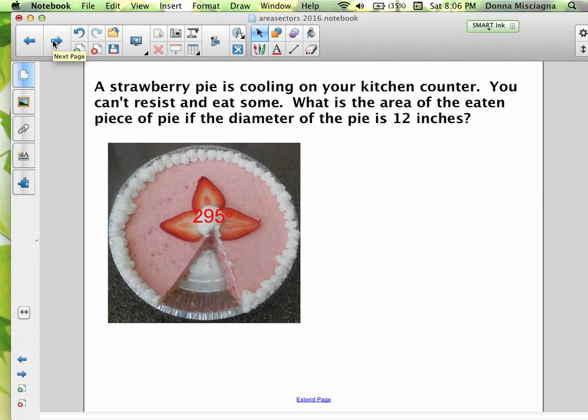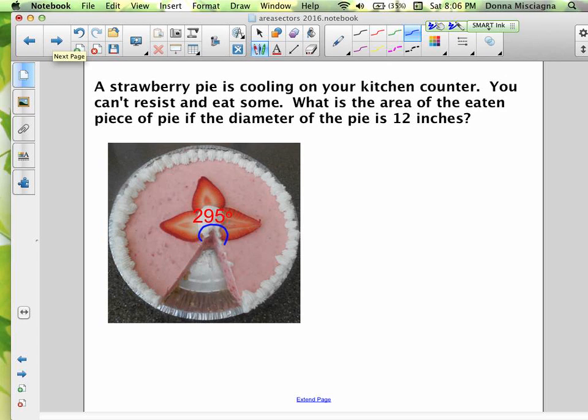All right, so I have 2 real-world problems for us, one of which is in your notes, and that's going to be the end of this video, so it's going to be a little bit short video. A strawberry pie is cooling on your kitchen counter. You can't resist and you eat some. What's the area of the eaten piece of pie if the diameter of the pie is 12 inches? So here's the strawberry pie. Your mom was making it for something special, and you went and ate a piece of it. So you're going to justify to your mom, I only ate this much of it.